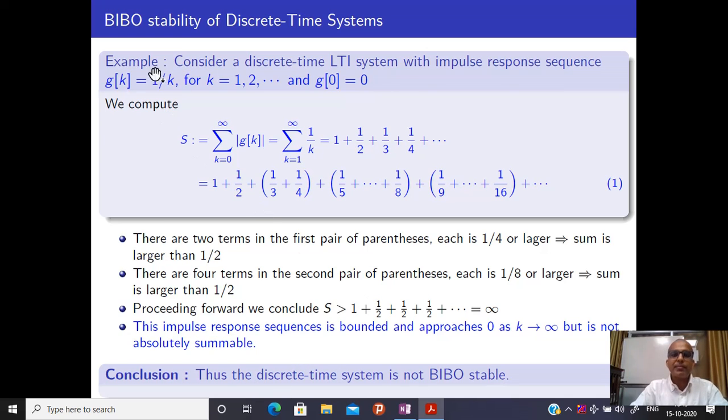So if I have an impulse response sequence given by 1 by k, then I can conclude that the system is not bounded input bounded output stable. And you can see that just by looking at the impulse sequence I cannot tell anything, because you feel that the impulse sequence is going to decay at each and every instant, but finally their absolute summation is not going to decay. Due to that reason, the system is not bounded input bounded output stable.